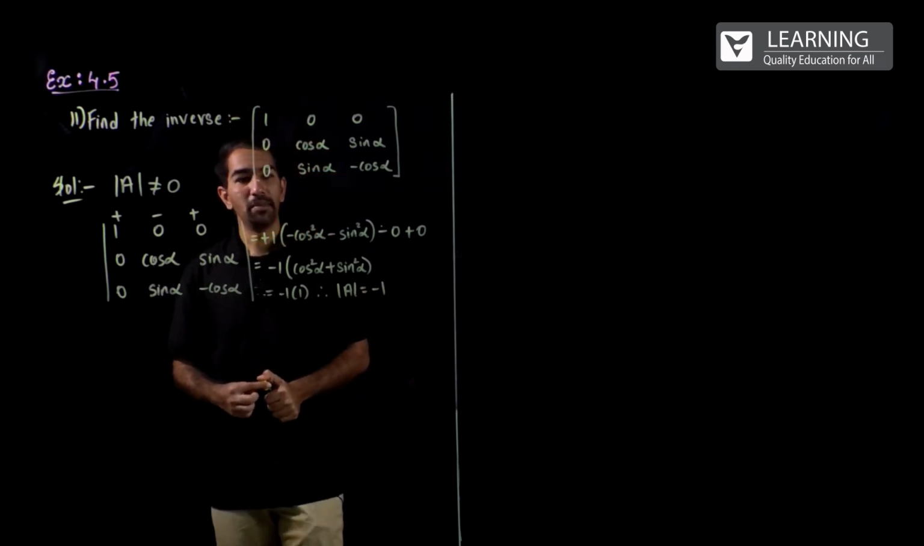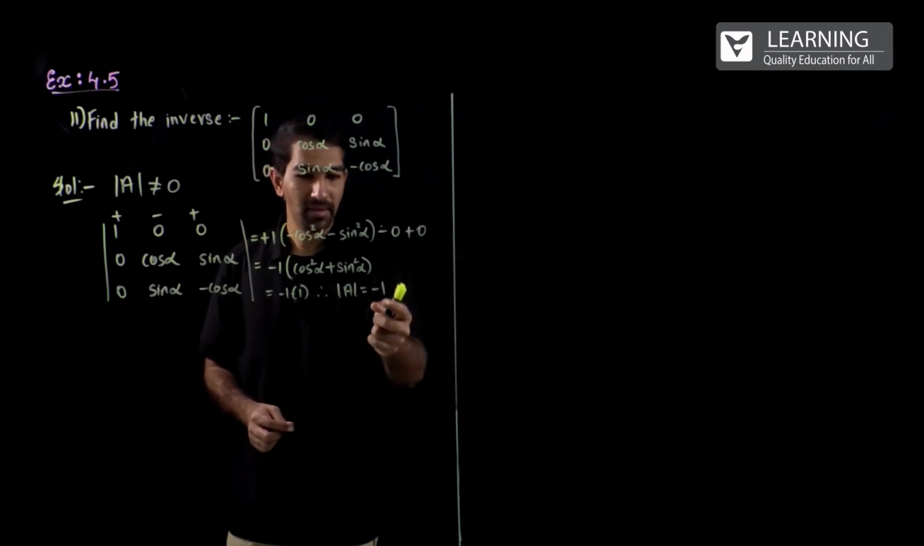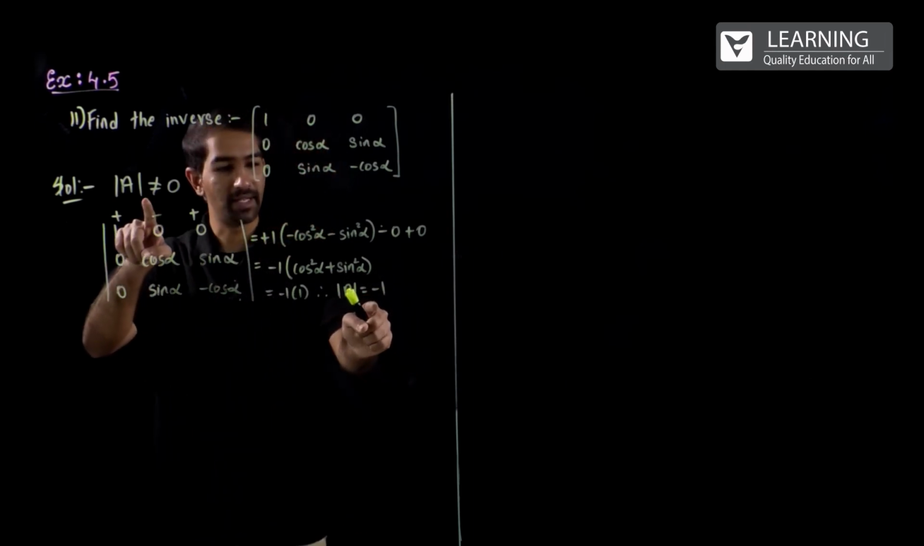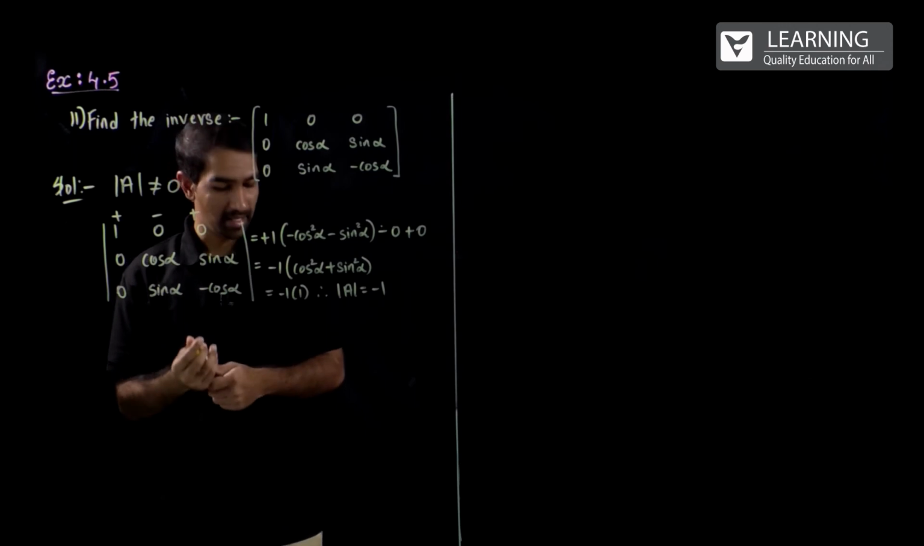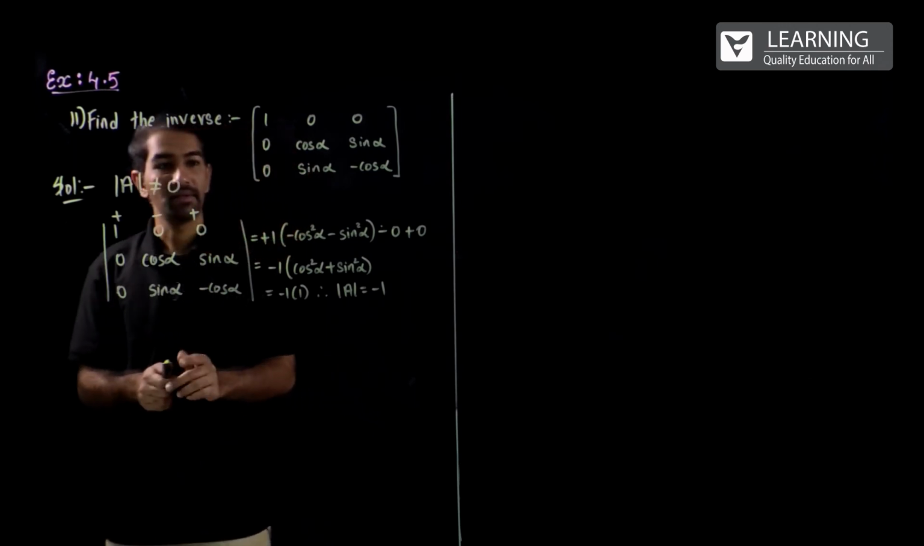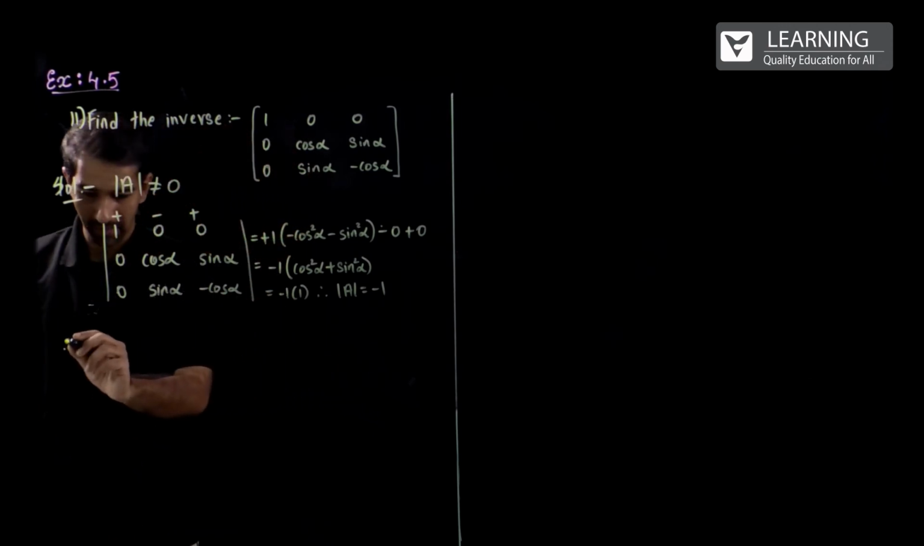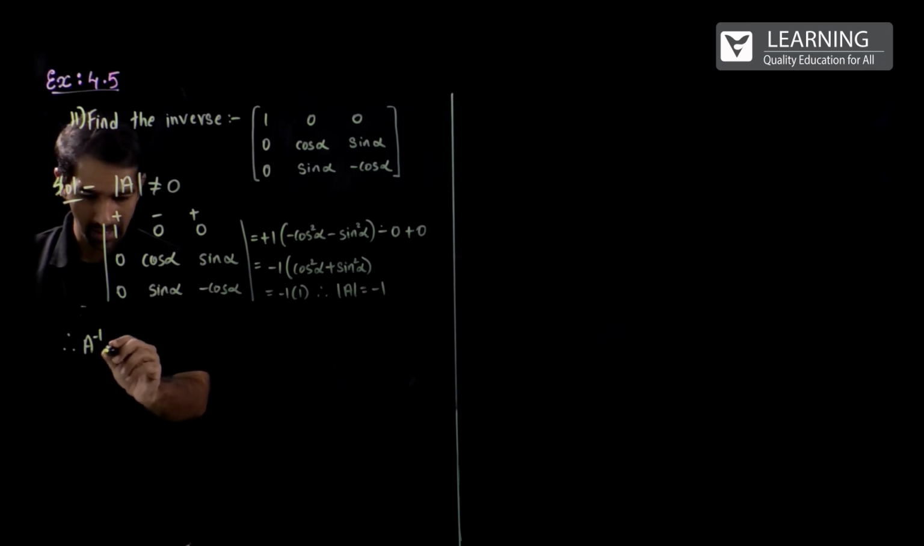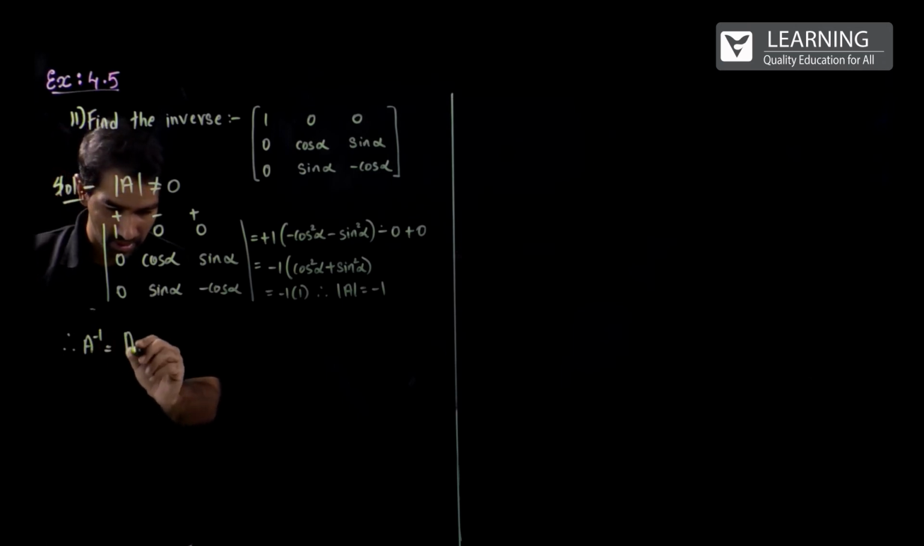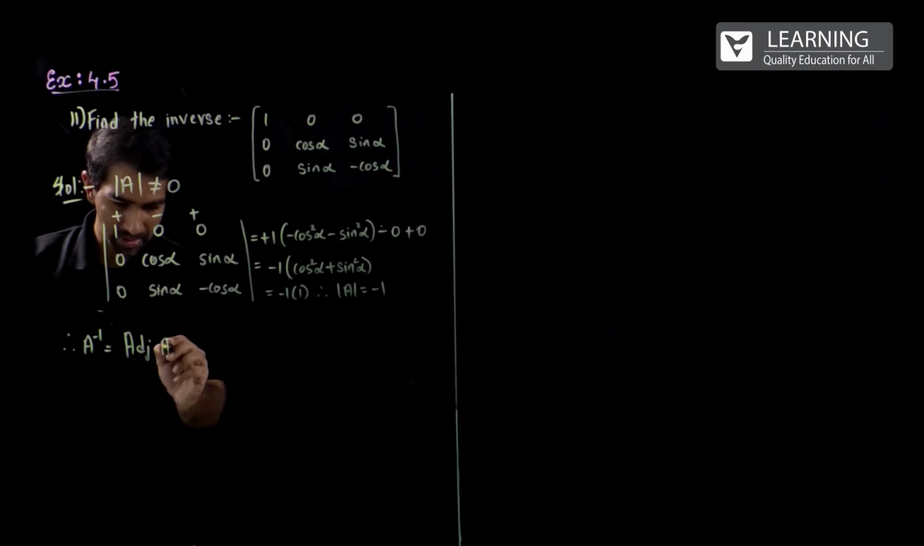Understood? So determinant of A is equal to minus 1, which means it is not equal to 0. Therefore the inverse exists. So what we'll do next is, we will find out what is A inverse. So therefore, what is A inverse? A inverse is equal to adjoint of matrix A divided by determinant of matrix A.